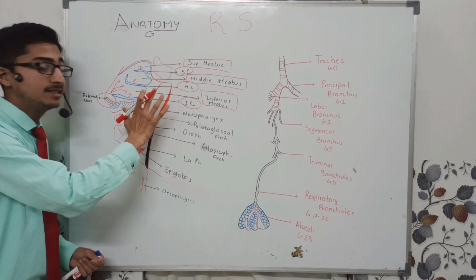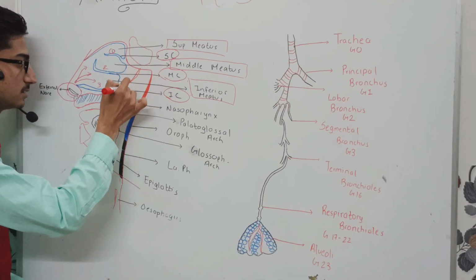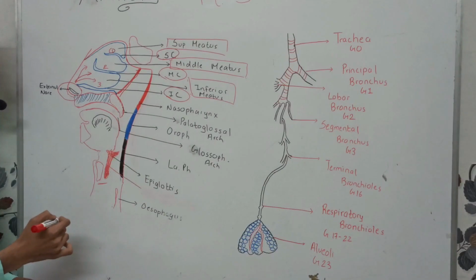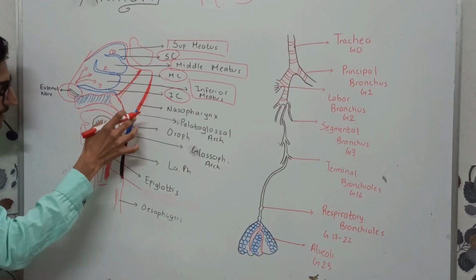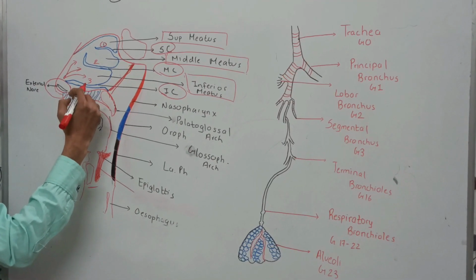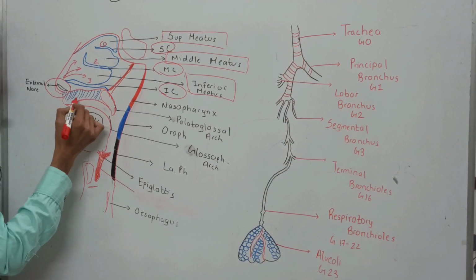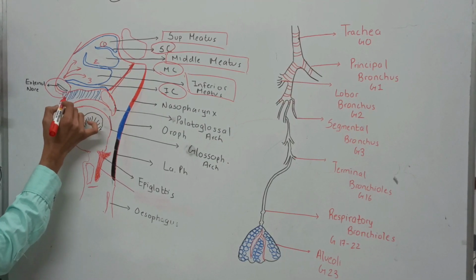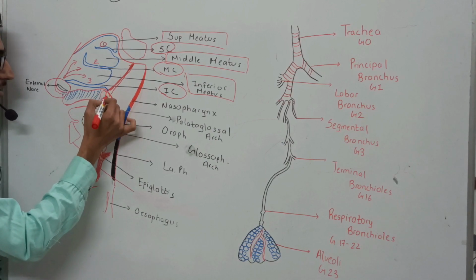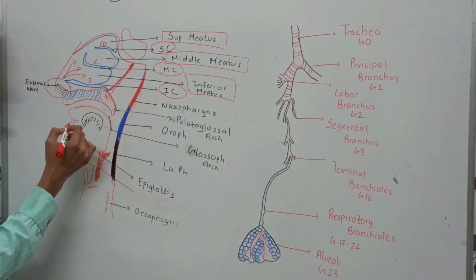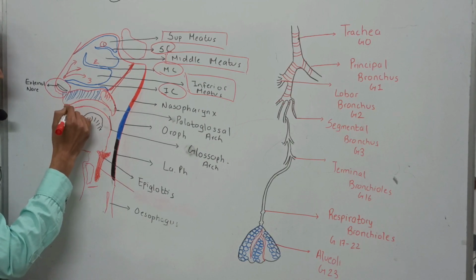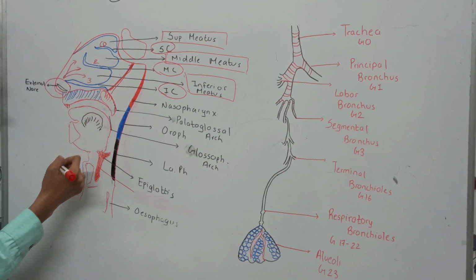Next comes the internal nares. This line shows the internal nares. Before going inside, let's see the structure inferior to these conchas. The first you see, this blue colored area is the hard palate. Behind it, this red color area is the soft palate. And below it, there will be teeth and the tongue.